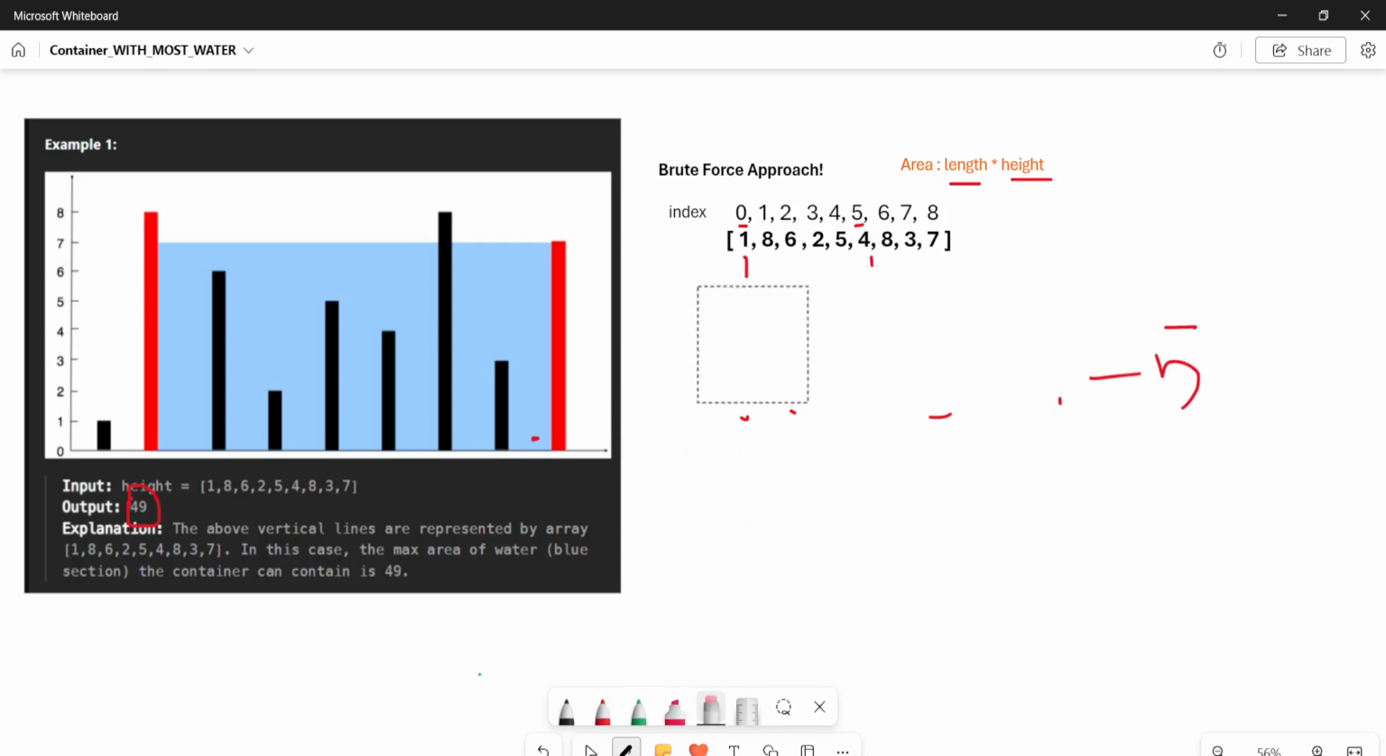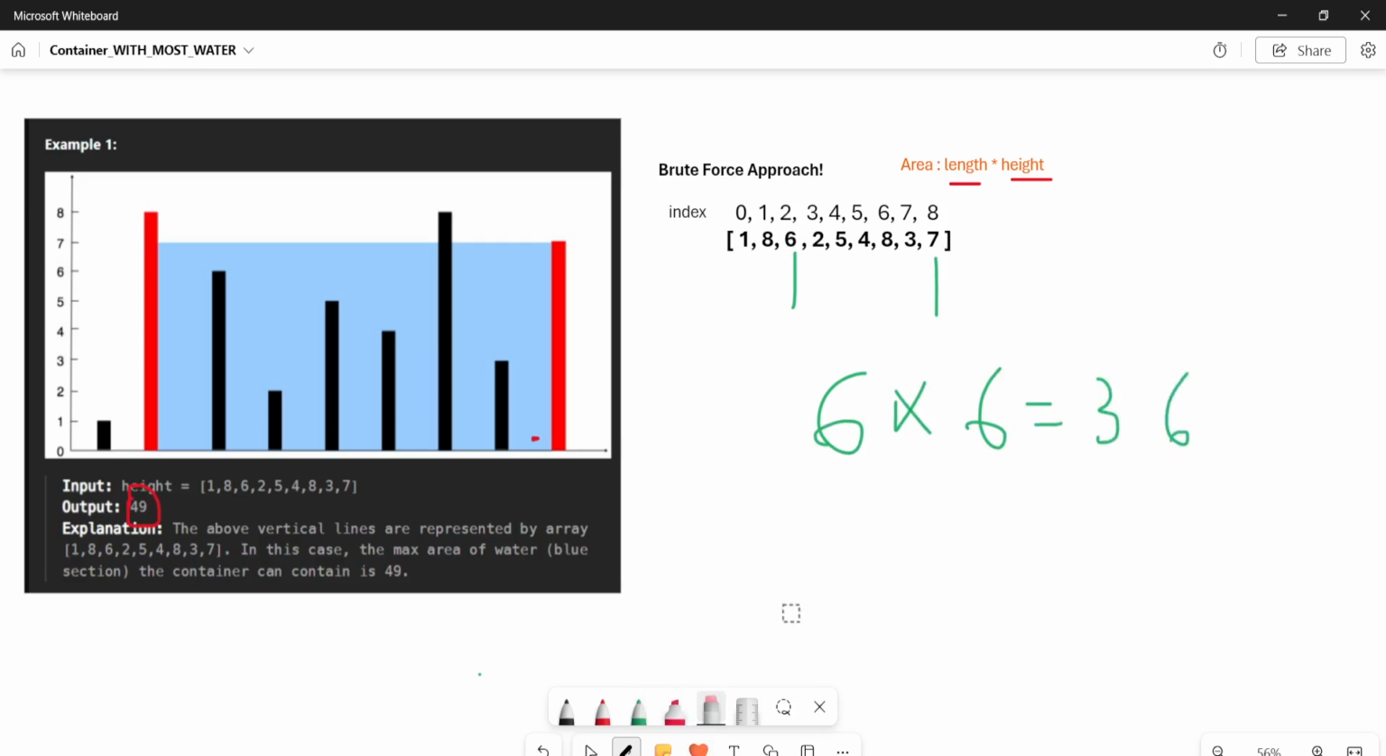Area will be 5. Similarly, let's take another example. Let's take this one and this one. So what would be the area? Let's find the length. So the length would be 8 minus 2. 8 minus 2 is 6. And the minimum between 6 and 7 is 6. So the area will be 36, right? So we will have to keep on checking for each and every possible value of these points, and we need to find 2 points which can have the maximum area, right?